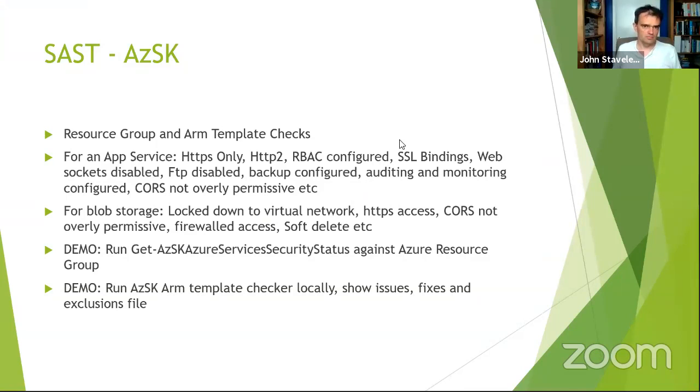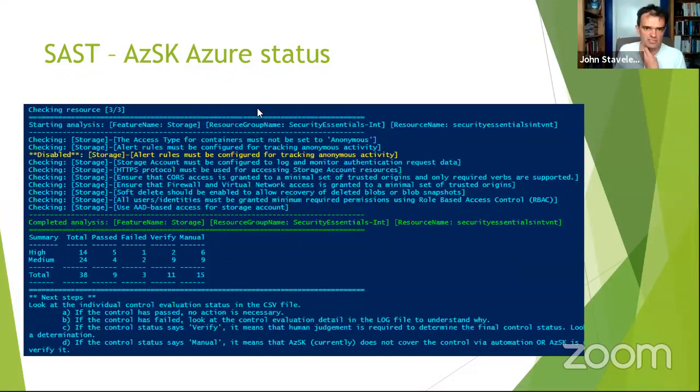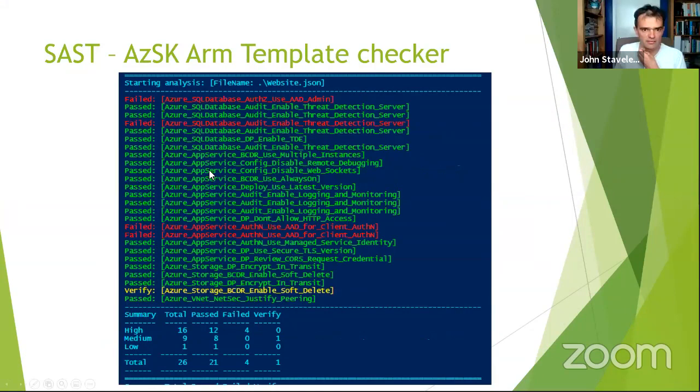So when you run the ARM template checker, it looks something like this. Here it's passed, so I've got threat detection enabled on the SQL database. It's got always on enabled for the app service. But Azure considers that I need to have an AD admin defined, so it's failed on those. And then it says we need to do a manual check on the blob storage to enable soft delete and see whether that's appropriate or not.